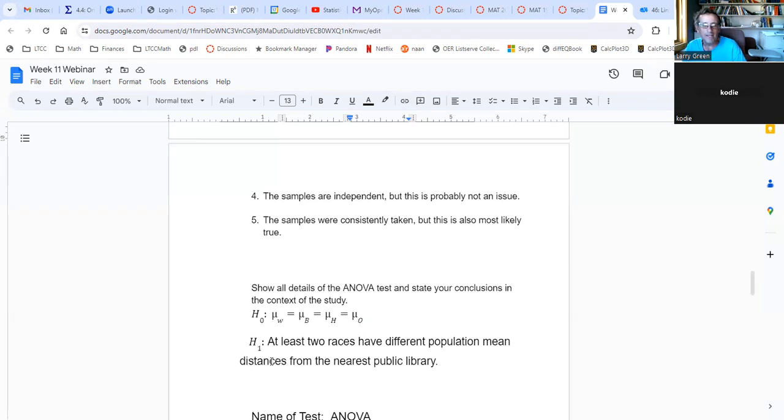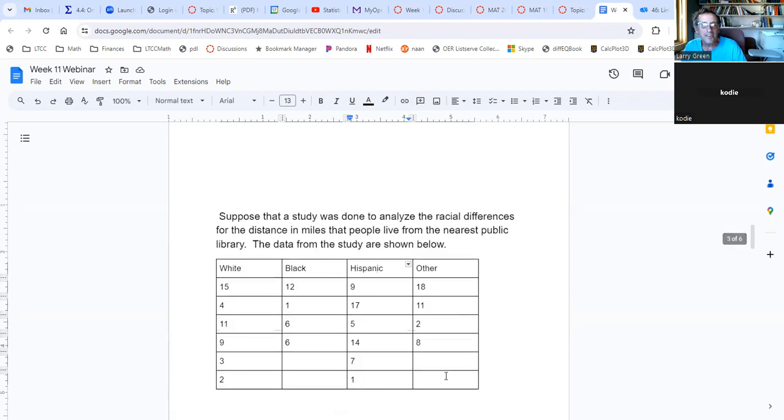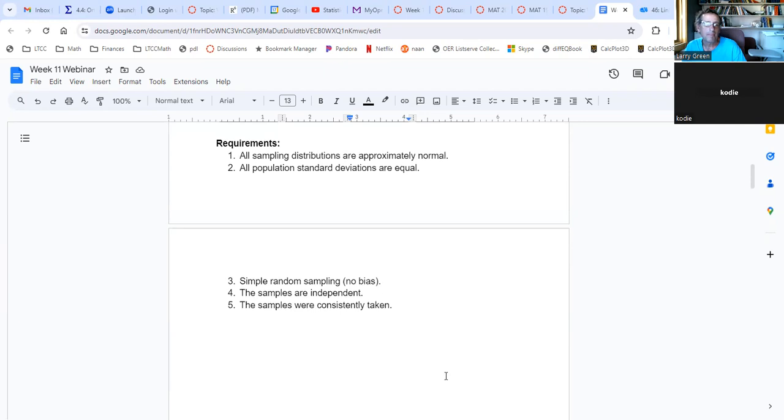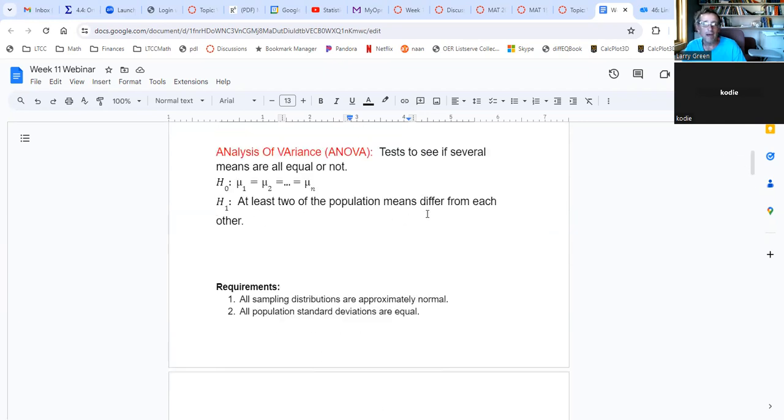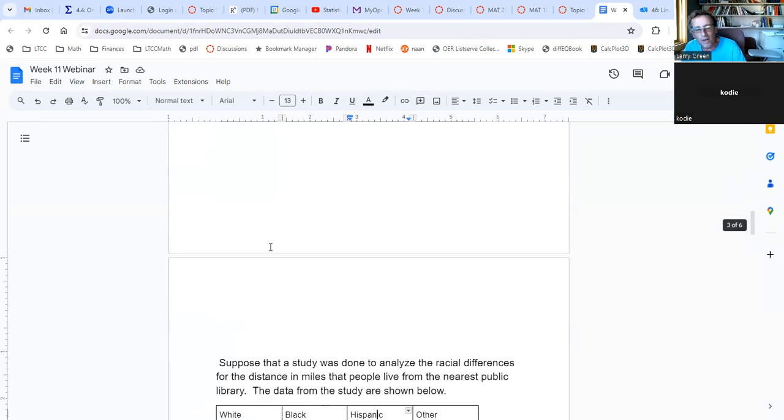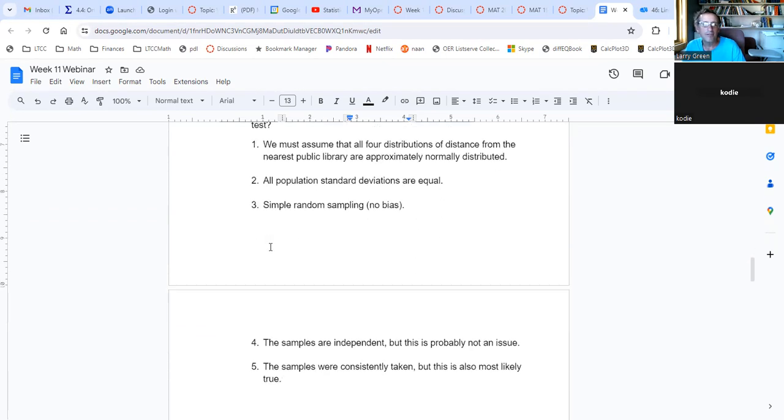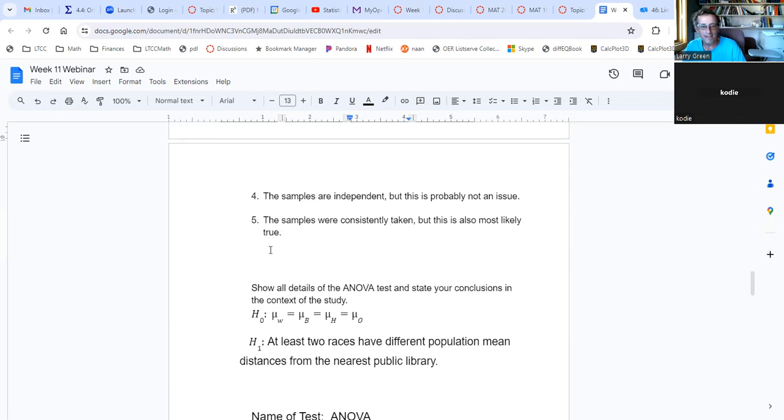Okay, and then H1 is at least 2 races have different population mean distances from the nearest public library. Notice I didn't just copy and paste at least 2 of the population means differ from each other. You want to state it in the context of what's going on, and that is talking about races and talking about public library distance. Any questions so far?